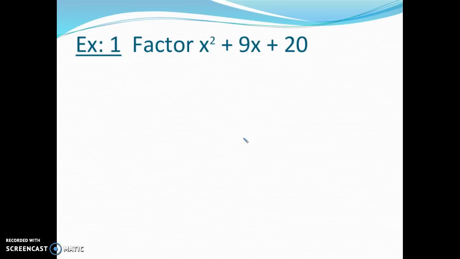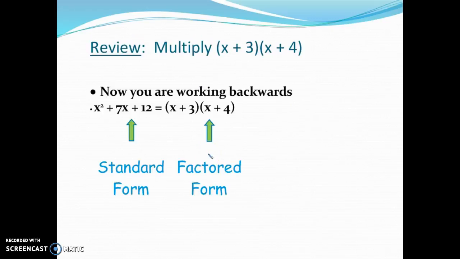So whenever we have a trinomial and my a value is a 1, we have a pattern. If you notice in that example we just looked at, there's a relationship between positive 3, positive 4, and positive 7, positive 12. If I take these two numbers and add them, I get a positive 7. If I multiply them, I get 12.